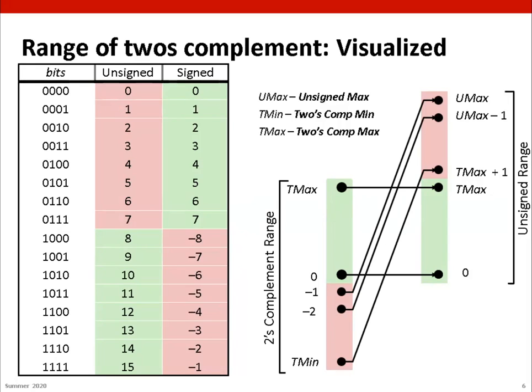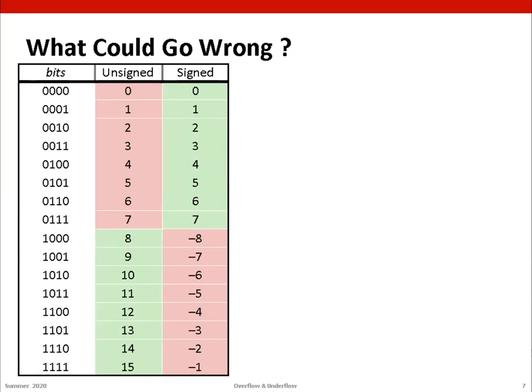Okay. Now, what could go wrong with the two's complement? Well, both the signed and unsigned integers have limits. They have a finite number of patterns, and we could run out of patterns after certain operations.